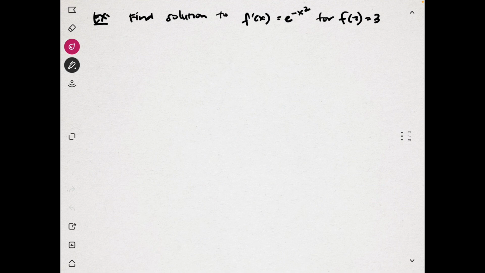Now for the next one, it says find the solution to f prime of x equals e to the negative x squared for f of 2 equals 3. Now notice this one is a little bit more complex, right? Because we have an inside function. So like we alluded to earlier, the chain rule should be in effect, but there is no outside function there. So we can't just take the antiderivative and call it good. But the cool thing about this one is that we're going to be using the fundamental theorem of calculus.